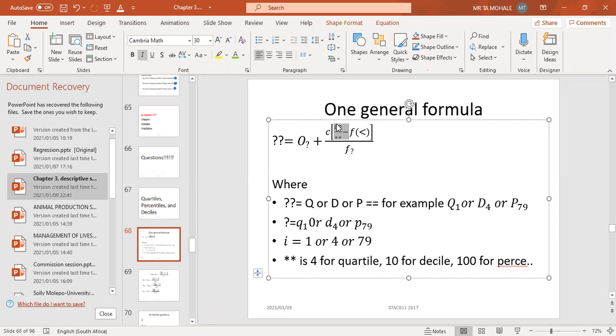Let's say that you calculate decile 7. When you see I, you will write 7, and then you divide by 10, because deciles are always divided by 10. If it's the 89th percentile, what will be your I? 89. Good.